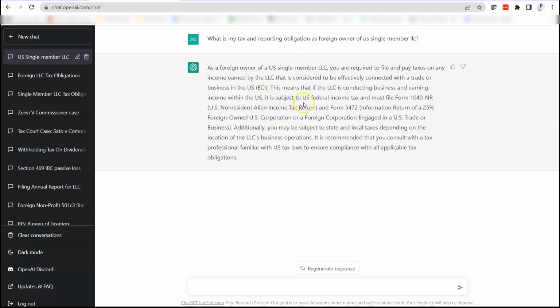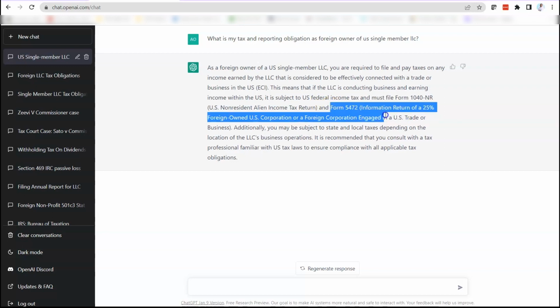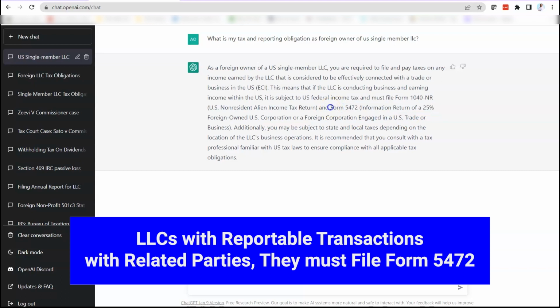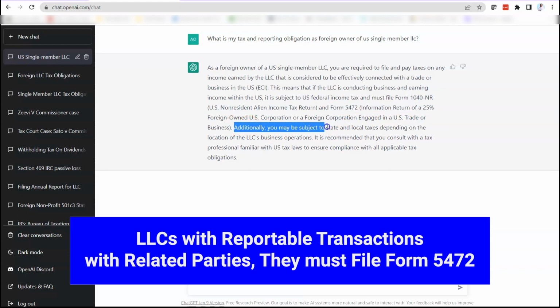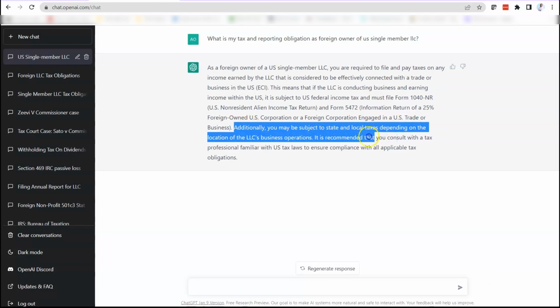It also says that you must file Form 5472. We all know that if the LLC has a reportable transaction with related parties, it must file Form 5472. Additionally, you may be subject to state and local taxes depending on the location of the LLC's business operation. So it's not just based on location, it's also based on the activities that the LLC is doing in the state, and then also the income that the LLC is generating within the state.